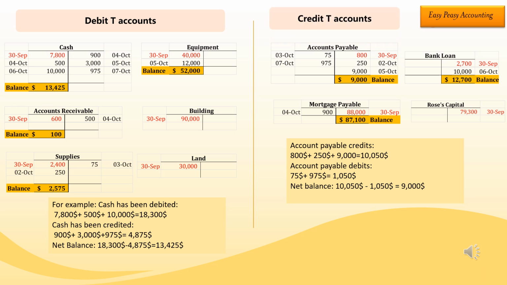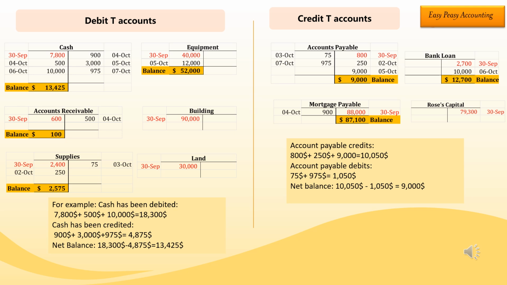We've successfully recorded all transactions and completed the analysis. Each transaction has been entered into its respective T account. Balance of a T account. The balance represents the total amount within an account. To calculate this, we separately sum the debit and credit entries for each account.